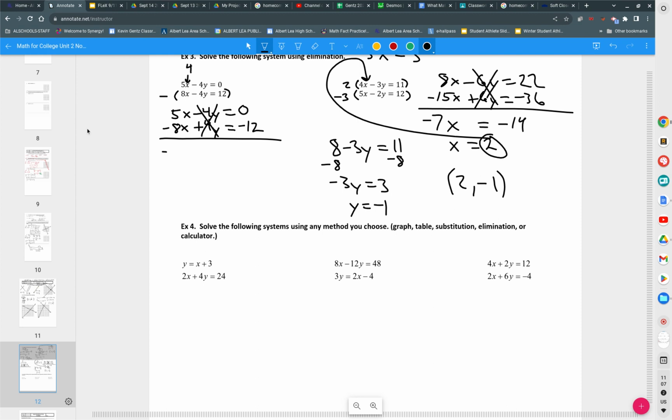Suppose I wanted to check to see if that answer was correct. Anybody know what I would do to check to see if that answer was correct? Yeah, plug it into both of them. If it works for both, then it must be the solution for that system.